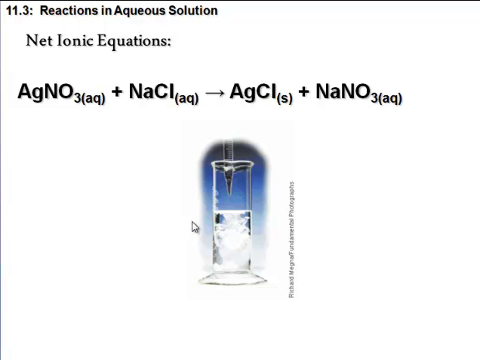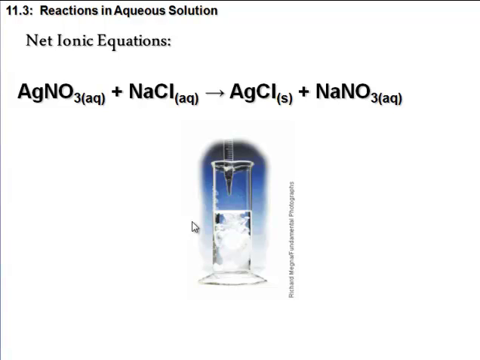Okay, now we're going to start looking at net ionic equations. We talked about single replacement reactions and how we knew if a reaction would occur or not based on the activity series of metals. Well, when it comes to double replacement reactions, we have to look at solubilities. That's what's going to tell us if a product is formed or not.